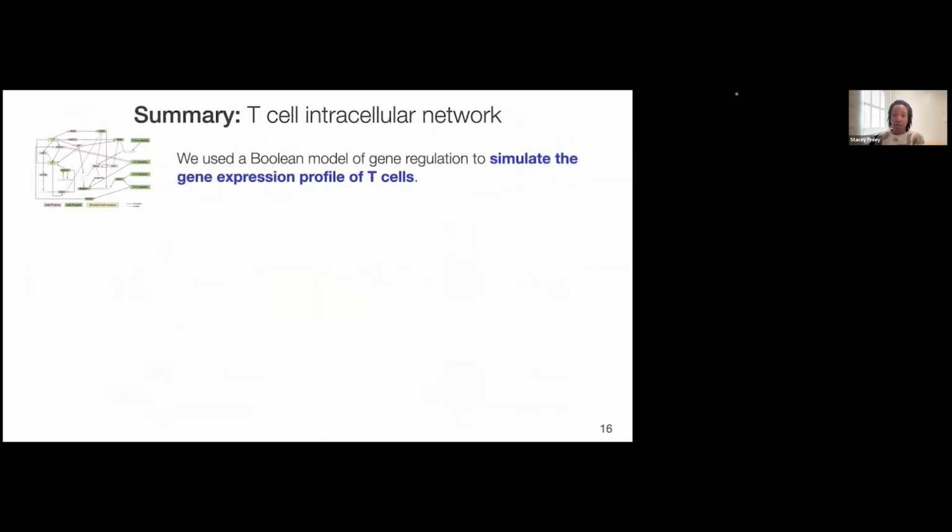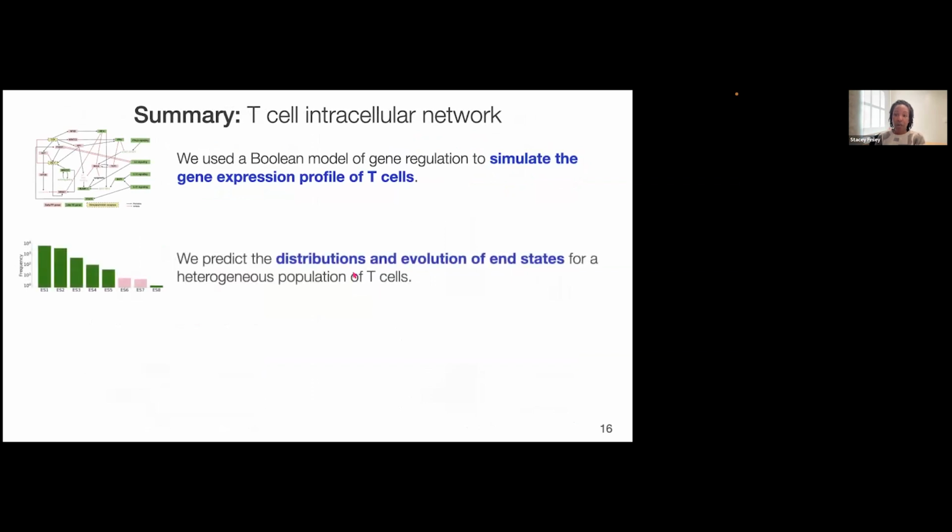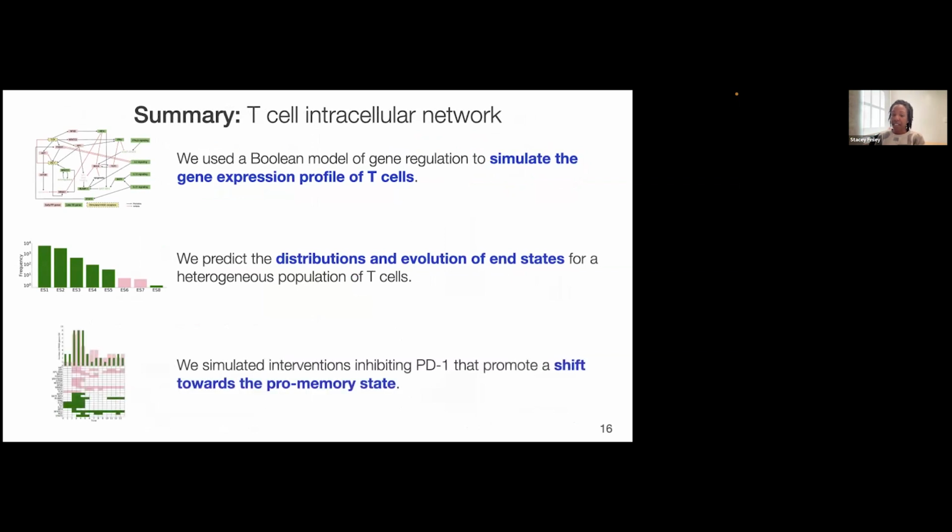So I presented a Boolean model of gene regulation that allows us to simulate the gene expression profiles of a heterogeneous population of T cells. We can predict the population level responses, so the distribution of the final end states, as well as the time course, the evolution of those end states, and how we reach that final attractor state. And then when we simulate this intervention that inhibits PD-1, it promotes a shift away from the early exhausted phenotype to a pro-memory, pro-proliferative state. We can also look at how that changes the gene expression patterns within individual cells.